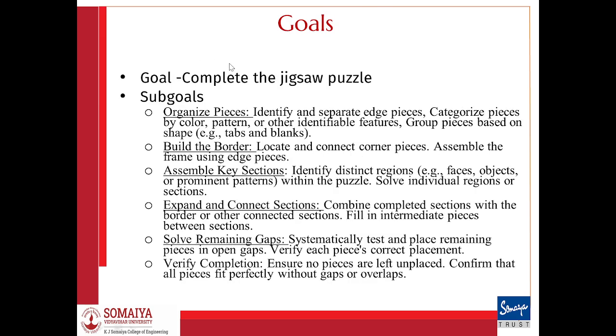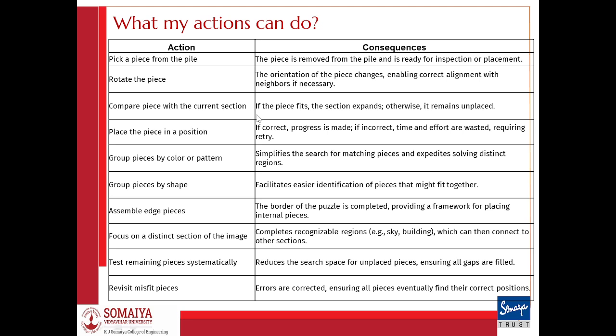The goal would be the major goal the agent is supposed to complete, but it can be divided into some sub goals, and the agent can work on the sub goals, which in turn are going towards the final goal. For example, over here, organizing the pieces, building the border, solving the remaining gaps, and verifying the completion could be some of the sub goals listed. For every action the agent can perform, the agent must know what the outcomes of each one of them are, so that whenever it comes to weigh one action against the others, the agent would be able to make a choice.